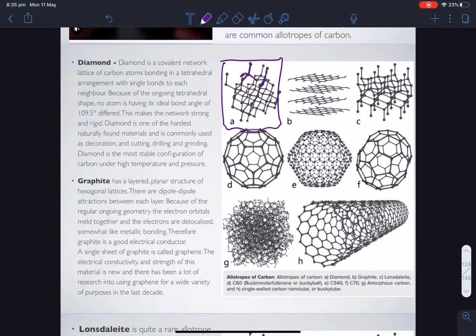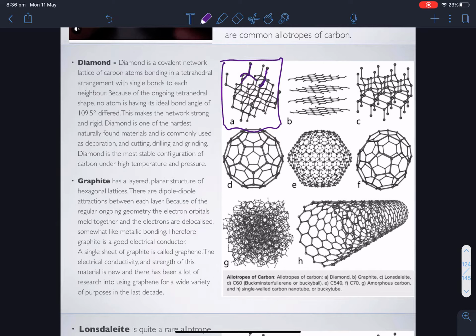And because of this ongoing tetrahedral shape, and each of the bonding regions, remember we talked about that early in the chapter about molecular shapes, is at 109.5 degrees. It's the ideal geometry around that 3D shape. So it makes this ongoing network, because those electrons aren't strained and pushed closer together than they should be. It makes it nice and stable and very strong and very rigid.